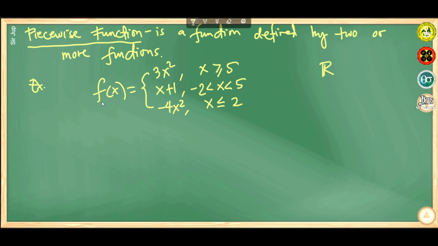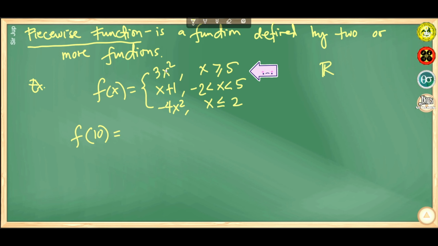Okay, so we can evaluate piecewise functions based on the domain. For example, if we want to find f of 10, to evaluate a piecewise function, you have to know first which of these three intervals the value of x belongs to. Note that 10 belongs to the first interval, x is greater than or equal to 5, because 10 is greater than or equal to 5. So we choose 3x squared.